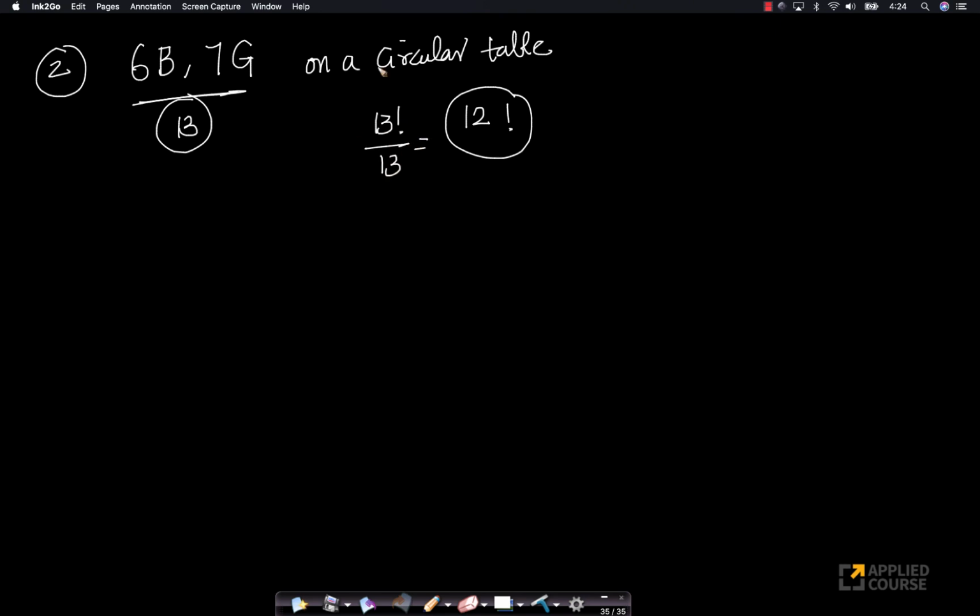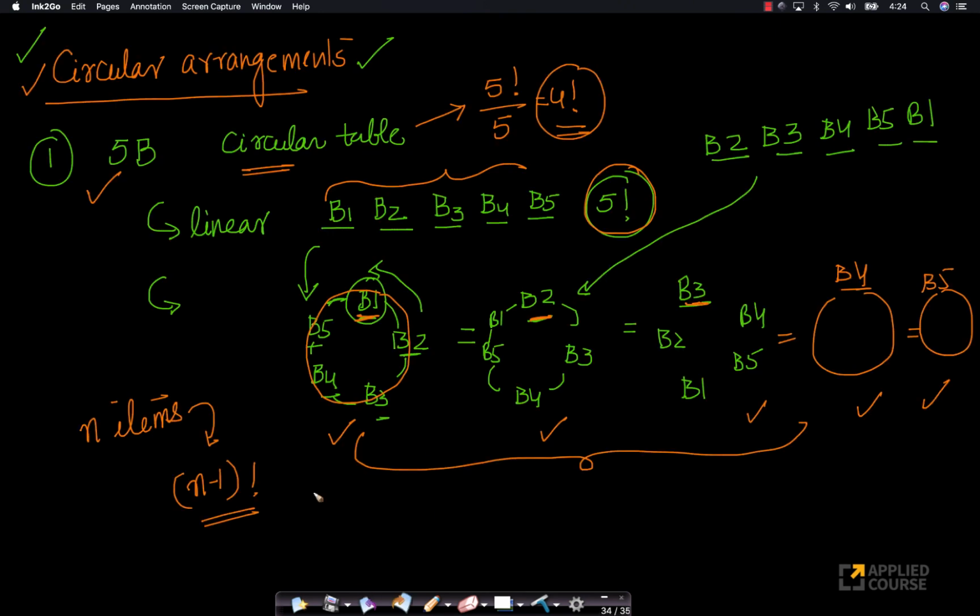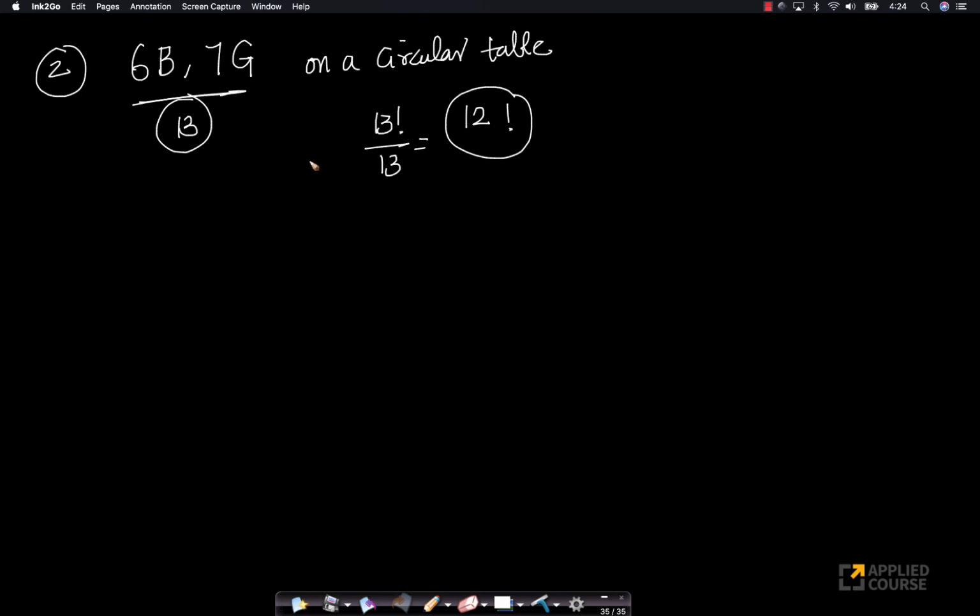By 13. Again, I don't remember the formula, to be honest with you. I don't remember the n minus 1 factorial formula. I often write it like this. In how many linear ways can I arrange them? 5 factorial. But each of these 5 rotations should be counted as 1. Hence, I divided by 5. That's how I actually derive it almost all the time in my head.